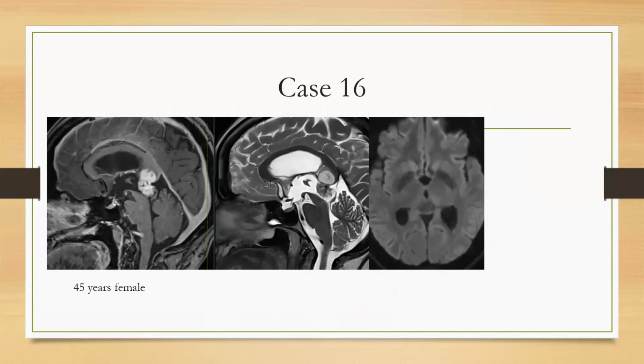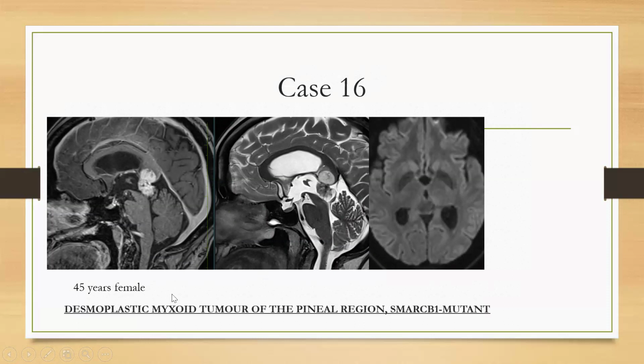This is another case, a 45-year-old female patient who came to us. We saw a heterogeneously enhancing mass lesion within the pineal region. The inferior part of the lesion shows heterogeneous enhancement, the superior part shows homogeneous enhancement, and there is no diffusion restriction in this case. So it's less likely to be a pineoblastoma or a germinoma. In this case we didn't know the imaging diagnosis, and finally it turned out to be a desmoplastic myxoid tumor of the pineal region, SMARCB1 mutant.